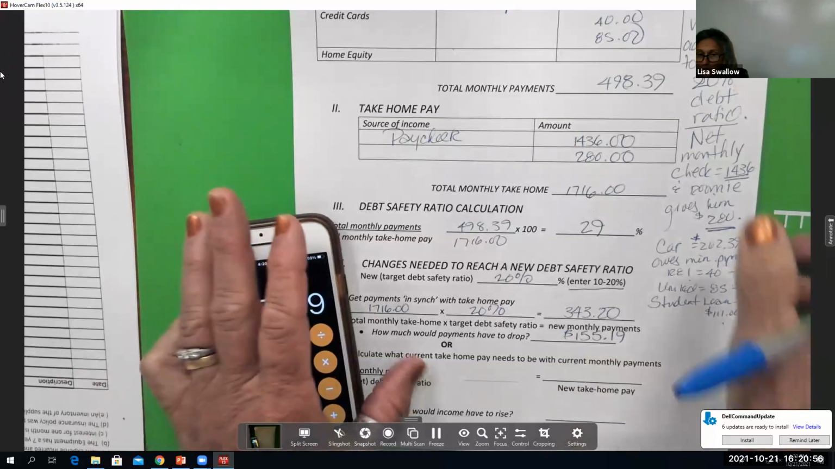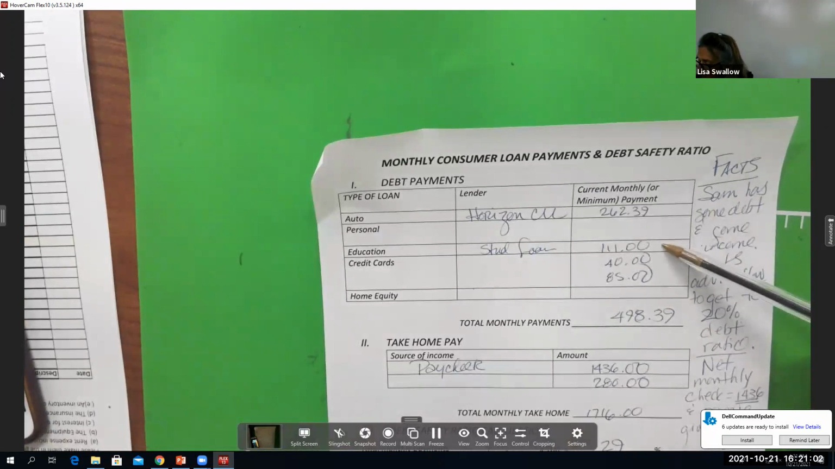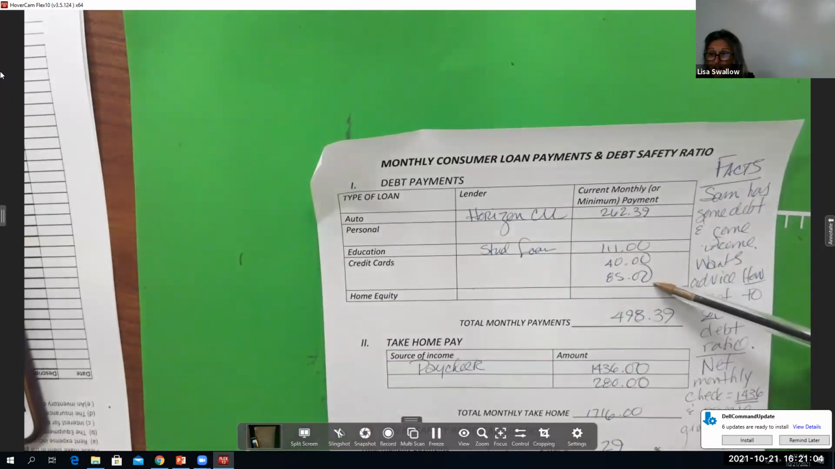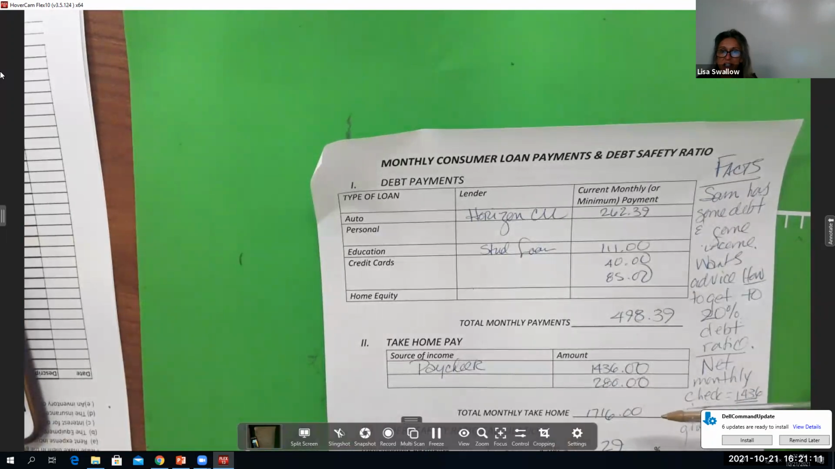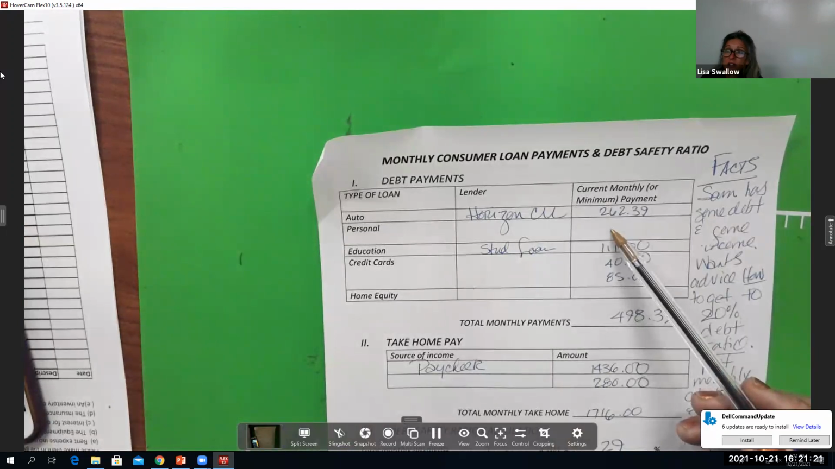Okay, now we're trying to advise Sam. So let's go back up and see what his payments are. Student loan and minimum payment on credit cards. He's not even paying anything more than minimum payments. What is the slam dunk easy thing to see that's going on in Sam's life? And hopefully your answer was that he can't afford his car payment.